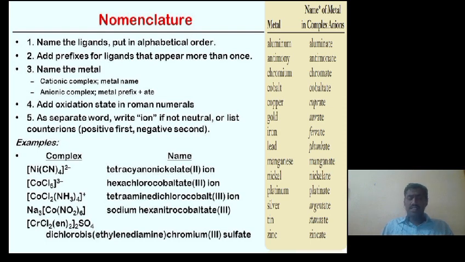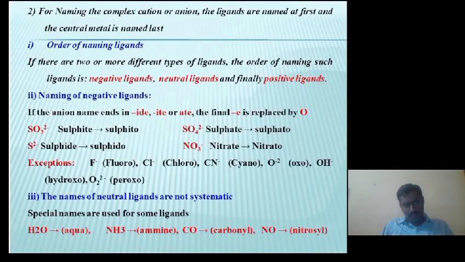Here, the first three examples are ions, so there are no counter ions for them. So you must write the name ending with ion. Suppose a counter ion is present in the complex, you need not write ion. A fourth example, dichloro bis ethylene diamine chromium(III) sulfate. The sulfate is a counter ion for that complex because the coordination sphere has 2 plus charge. So the sulfate ion will satisfy that complex, so it is a counter ion.